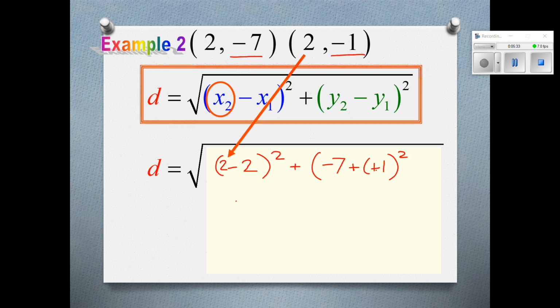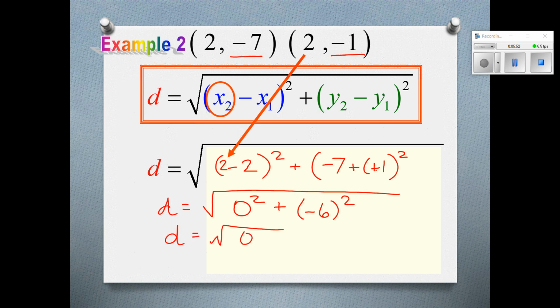So we have 0 squared, all under the radical sign. And we have negative 7 plus 1, which is negative 6 squared. Of course, 0 squared is 0. So we have 0 plus negative 6 times negative 6, which is 36. So we have the distance being the square root of 36, which is, of course, 6.